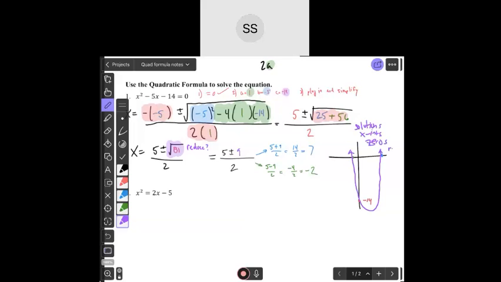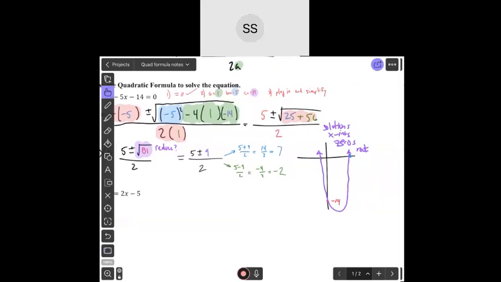So remember, your solutions are also your x-intercepts, also your zeros. They're also called your roots. We had a couple names for those, but in this case, we're mainly focusing on the fact that they're also called x-intercepts, seeing that they give us those 2 points there.